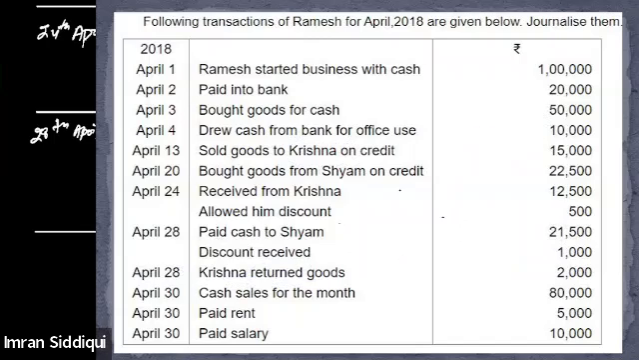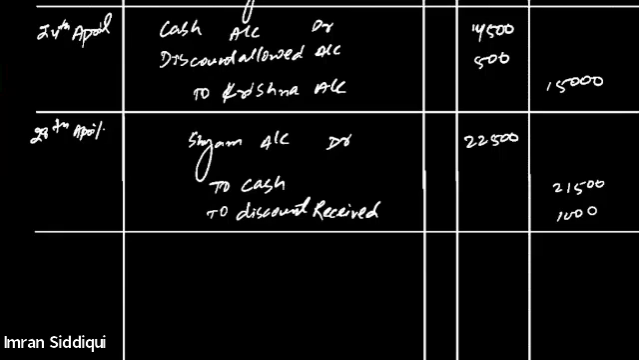Okay. Now the next transaction, April 30, cash sales for the month. Tell me, what will be the general entry for cash sales? Cash sales is very simple. When you sell goods for cash, cash account will increase. So cash account will be debited. Cash account debited to Krishna account. No, why Krishna? We are selling goods for cash. We are not selling goods to Krishna. Cash account debit to sales account. Sorry, I messed up. I thought of the previous one.